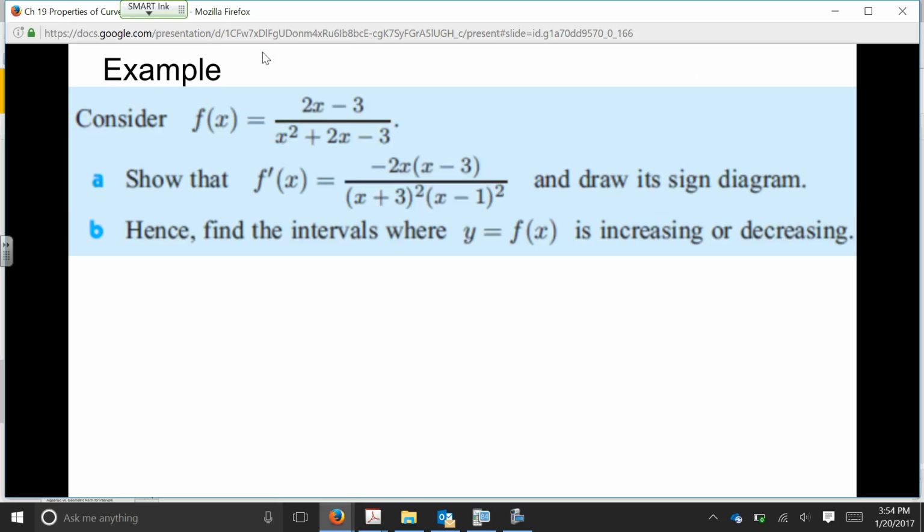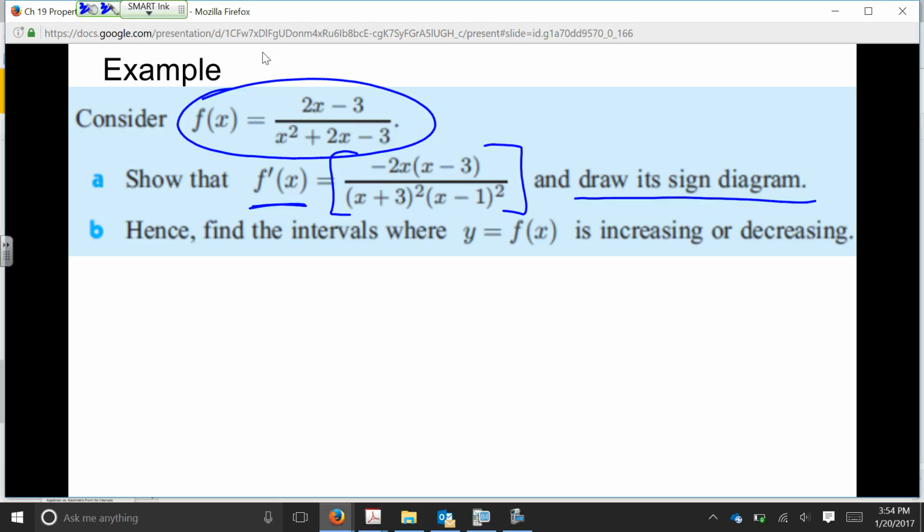One more example that we want to talk about for this section here, talking about this f of x value, and we're going to show that the derivative is this guy right here. Obviously, we're going to be using the quotient rule, and we're going to draw a sign diagram, and then we'll find instances where it's increasing and decreasing. So it's a good review for us with the quotient rule. We can go ahead and say, all right, if that's f of x, we know u is 2x minus 3, and u prime is 2. We know v is x squared plus 2x minus 3, and v prime is 2x plus 2.